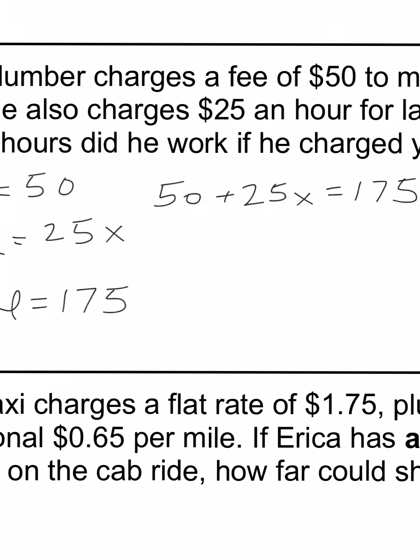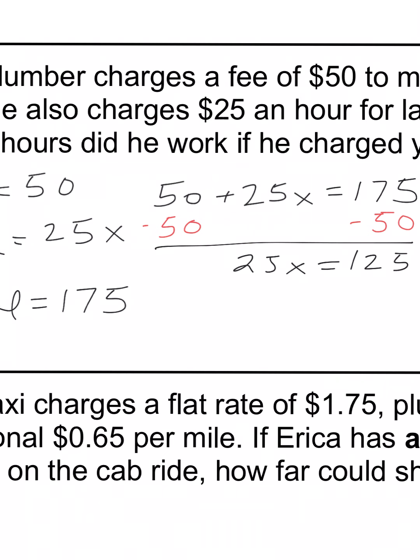Then I have to subtract 50 from both sides to combine the terms, to start getting X by itself. So I end up with 25X is equal to 125. Then I divide by 25 to get how many hours the plumber has worked. So it turns out X will equal to 5.